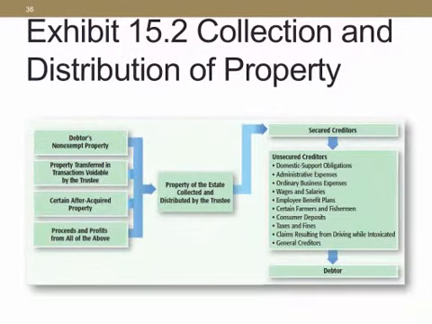And this is an exhibit showing how that would work, and the image really just describes the different types of property that we mentioned: non-exempt property, properties that were transferred to avoid the estate, after-acquired property under the statute, proceeds and profits from any of those things. And then it goes first to secured creditors and then unsecured creditors. And finally, if there's anything left over after all the debts are paid, the debtor.